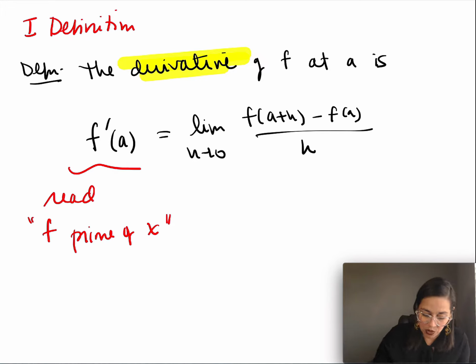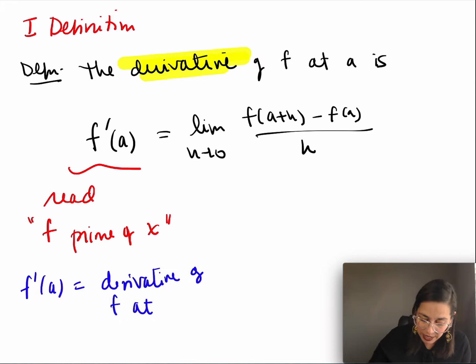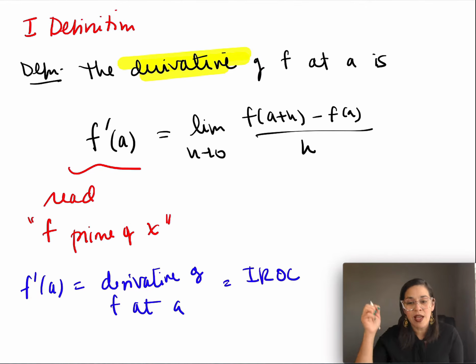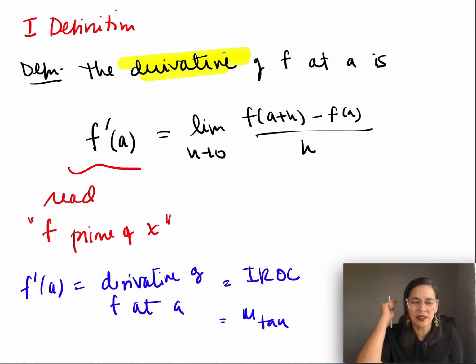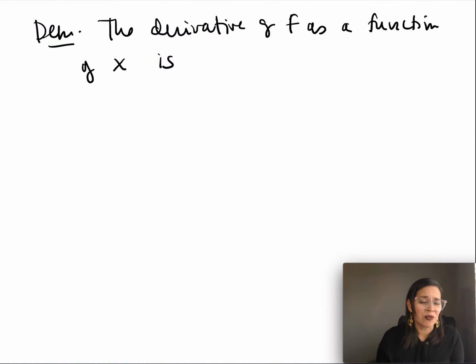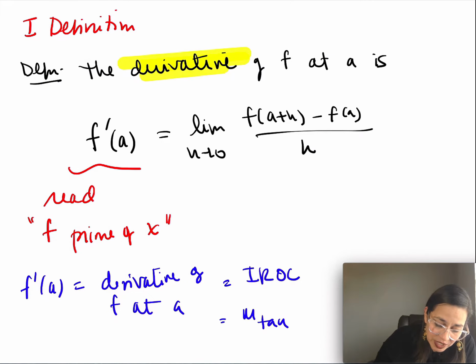So then I know that f prime of a is now the derivative of f at a, the instantaneous rate of change of my function f at a. It's the slope of the line tangent to the graph of f at a. Perfect. Now, if I want to write the definition of the derivative as a function of f, I literally take my definition here.